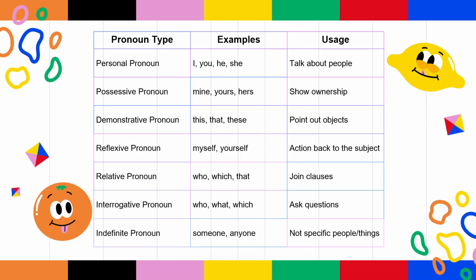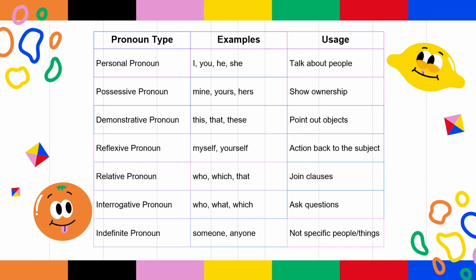So all the types of pronouns are personal pronoun, possessive pronoun, demonstrative pronoun, reflexive pronoun, relative pronoun, interrogative pronoun and indefinite pronoun. So today, we will cover the first 4 types. So first one is personal pronoun. For example, I, you, he, she. So here, we use it to talk about people.